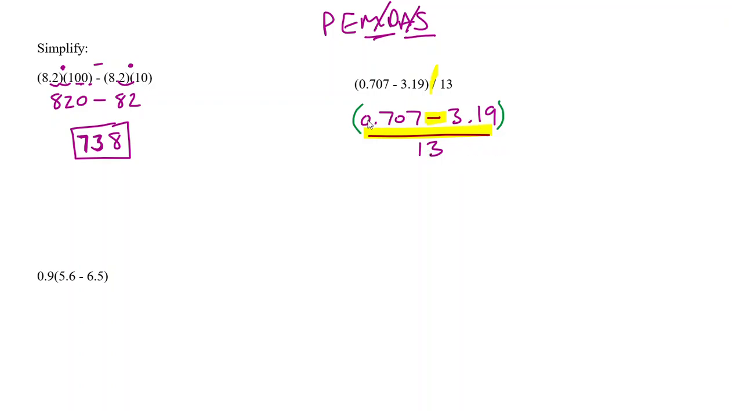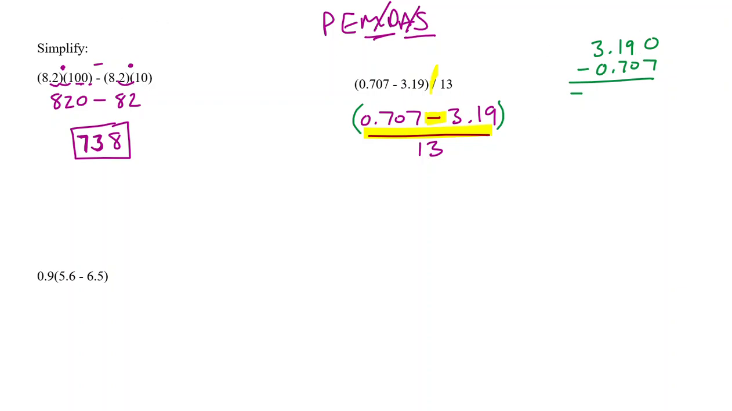So we're going to do 0.707 minus 3.19. The way that I do this, I don't know if I've shown you this before, I put 3.19, and then I'm going to put 0.707, and I'm going to subtract the number with the smallest absolute value. So 0.7 is smaller than 3.1. So I'm going to subtract in that order, but I know that the answer is going to be negative because I'm subtracting a larger number from a smaller number.